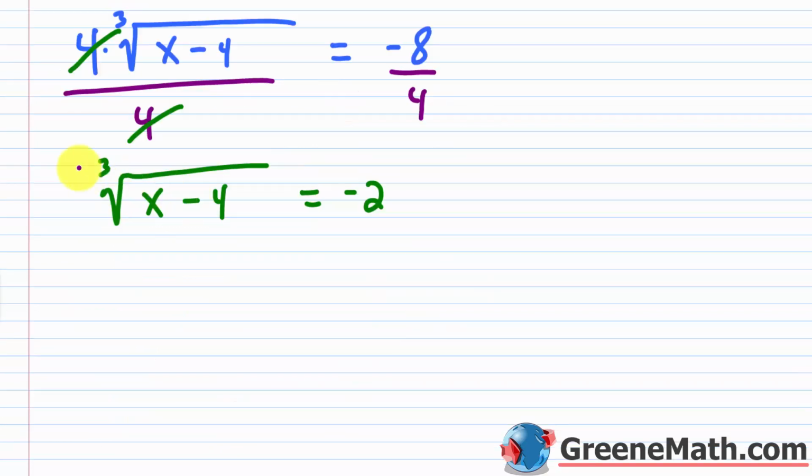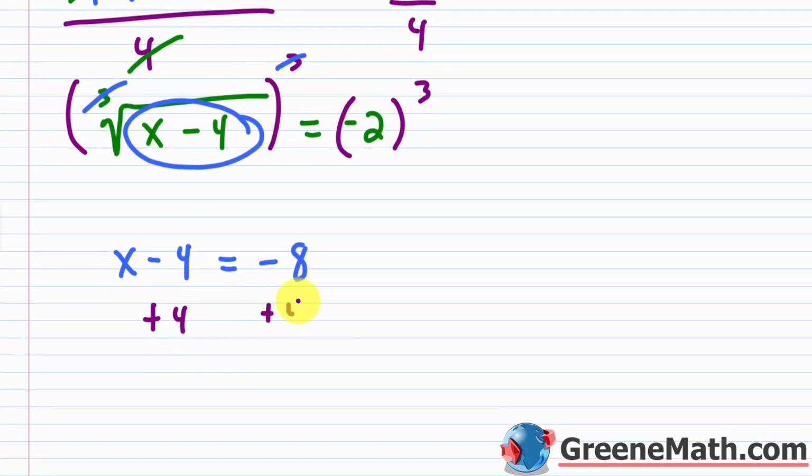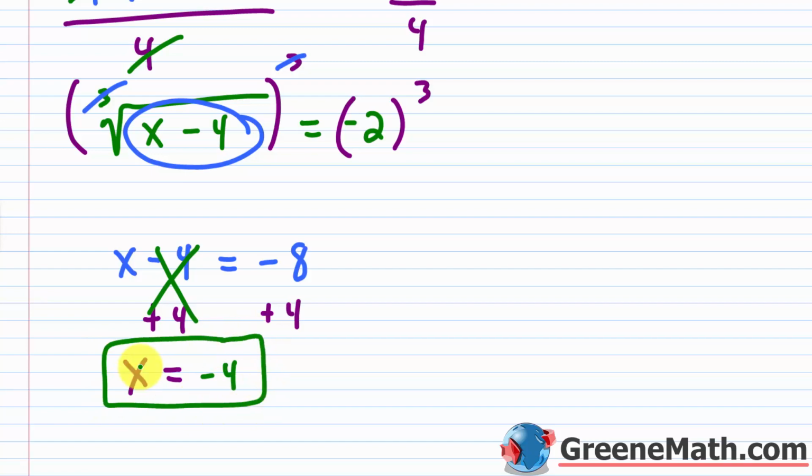Now we can cube both sides to get rid of that radical. So I know that this index here will cancel with this exponent. I'm just going to have my x minus 4, that radicand. This is equal to negative 2 cubed, which is negative 8. Okay? So very easy to solve this equation. I just add 4 to both sides of the equation, and I get x is equal to, let's go ahead and visibly cancel this, negative 8 plus 4, which is negative 4. So that's my solution. Let's go ahead and check it.